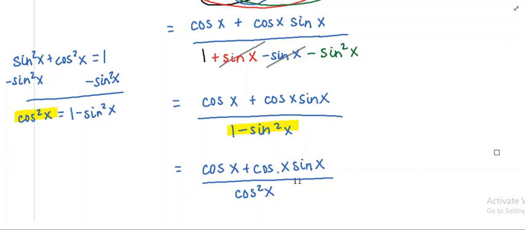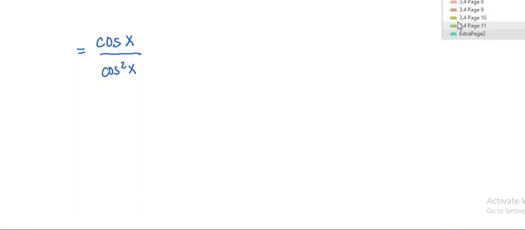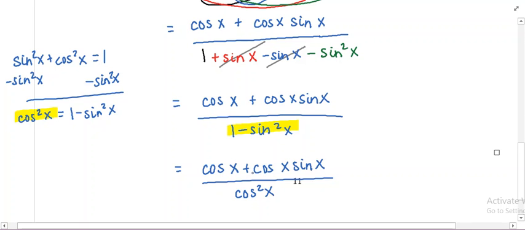I am going to go ahead and break up this fraction. I'm going to take every term in the top and divide by the entire denominator. So at the top of the next page, I'm going to write cosine of x divided by cosine squared of x. So cosine of x over the cosine squared of x. And then we need to keep the same sign in the middle, which is a plus.